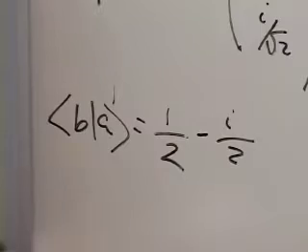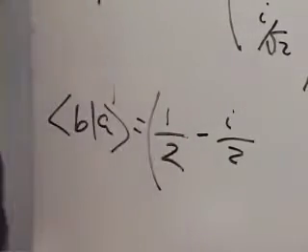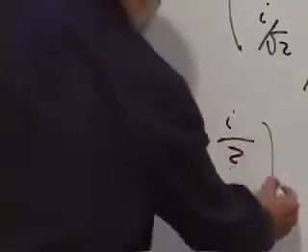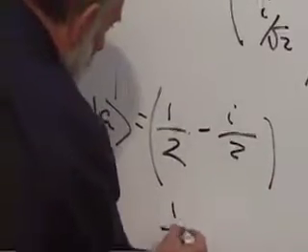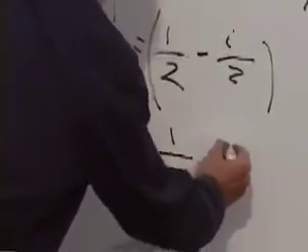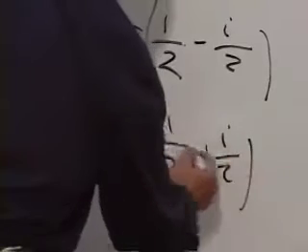Okay. What's the complex conjugate of this with itself? Let's work it out. We have to multiply it by 1/2 plus i/2.